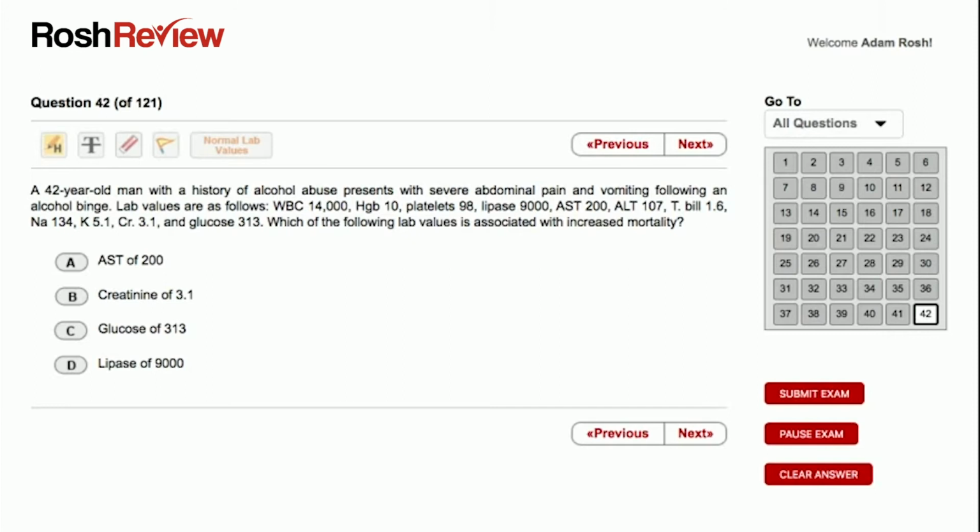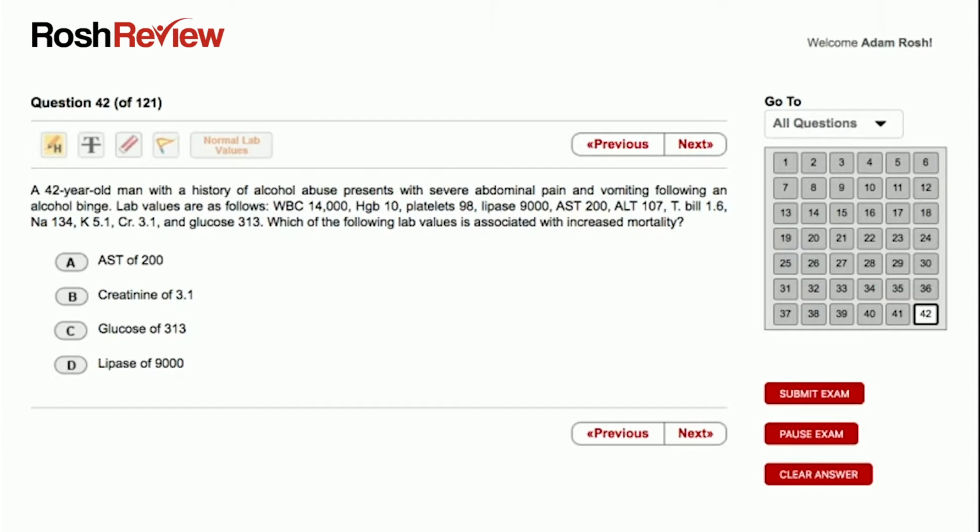All right, we have a 42-year-old man with a history of alcohol abuse who presents with severe abdominal pain and vomiting following an alcohol binge. Lab values are as follows: white blood cell count of 14,000, hemoglobin of 10, platelets of 98, lipase 9,000, AST 200, ALT 107, total bilirubin 1.6, sodium 134, potassium 5.1, creatinine 3.1, and glucose 313.